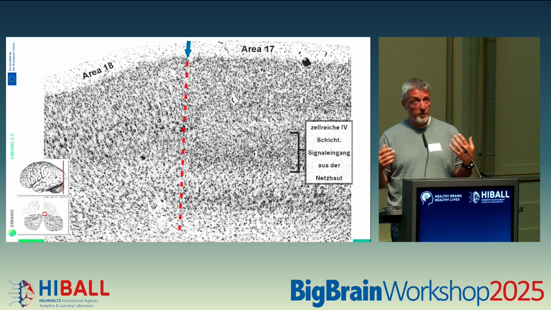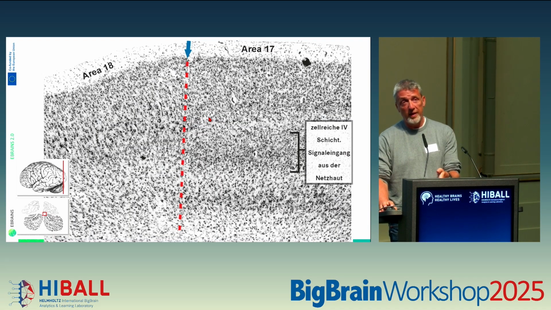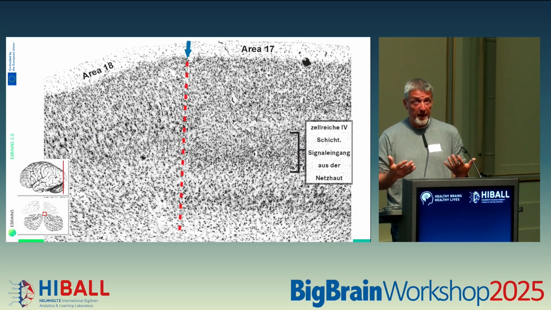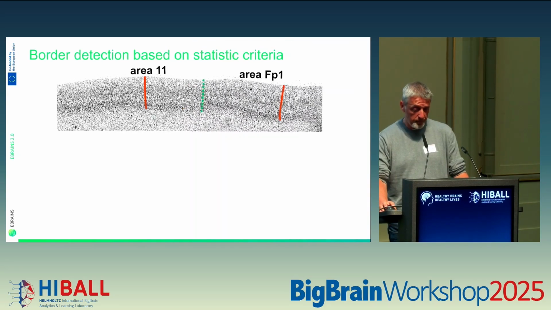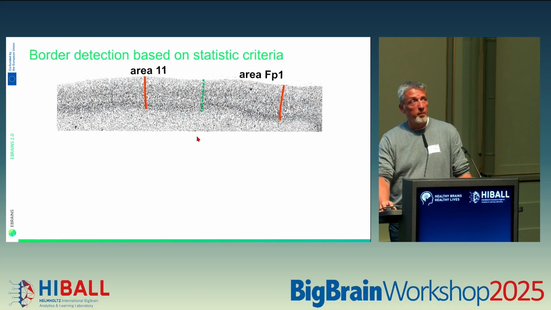This is because our eyes directly project to the primary visual cortex, resulting in such a high cell density. But of course, it's not always that obvious. This border you can even see without a microscope. If you know where to look, you can see it with your naked eye on an object plate. But if you go to higher associative areas, like those here, area 11 and FP1, located at the frontal pole of the human brain, the borders become much more difficult to detect.